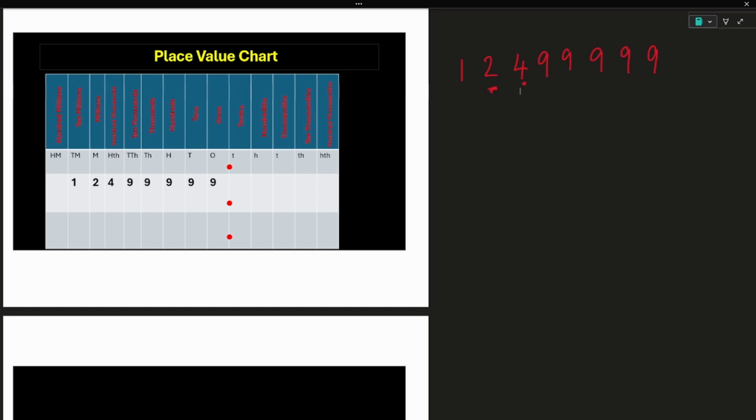Applying the rounding rule, if the digit to the right is less than 5, we round down. As we can see, 4 is less than 5. So we'll be rounding down. That is, we leave 2 as it is. Everything after the number 2 becomes 0. Hence, our answer will be 12 million.